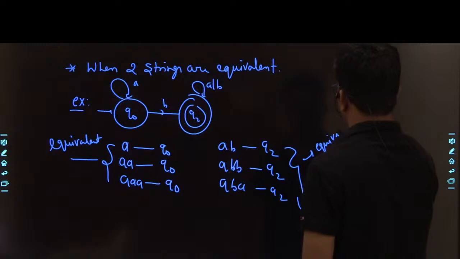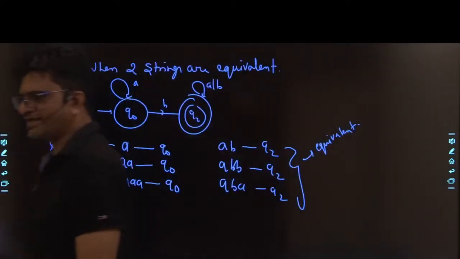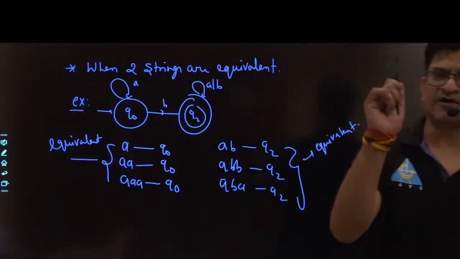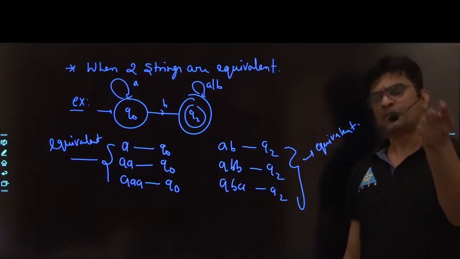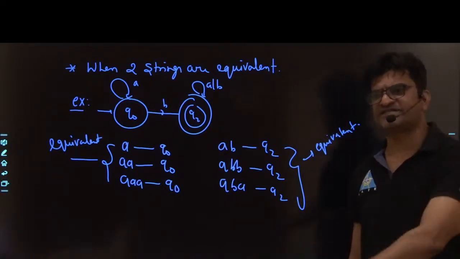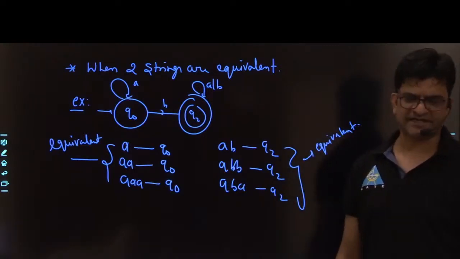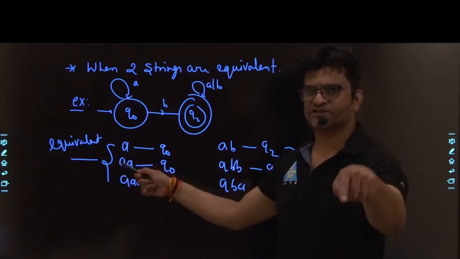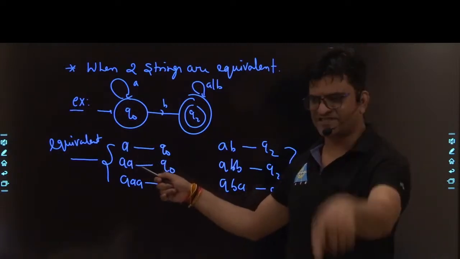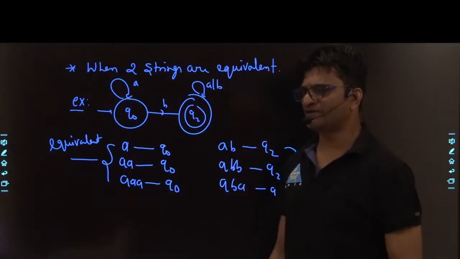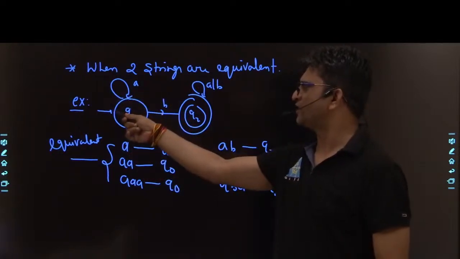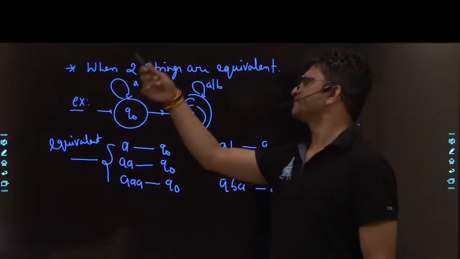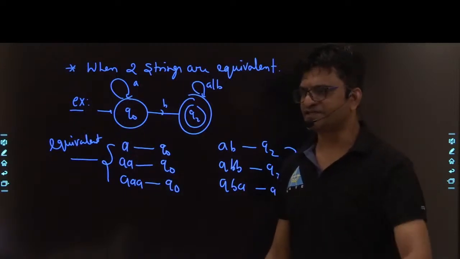Sir, how to find this? Dear, please listen carefully. Whenever we read a string from the initial state and it pushes the finite automata to the same state, then we can say those strings are equivalent. So when we read string A on Q0, it pushes the NFA to Q0. Whenever we read string AA, it pushes the finite automata to Q0. So these two strings are equivalent. Is it clear?